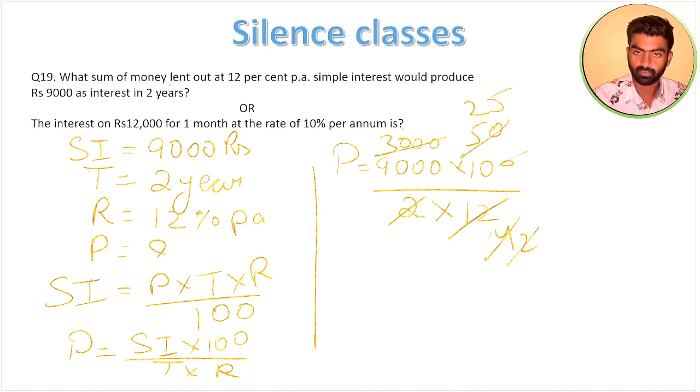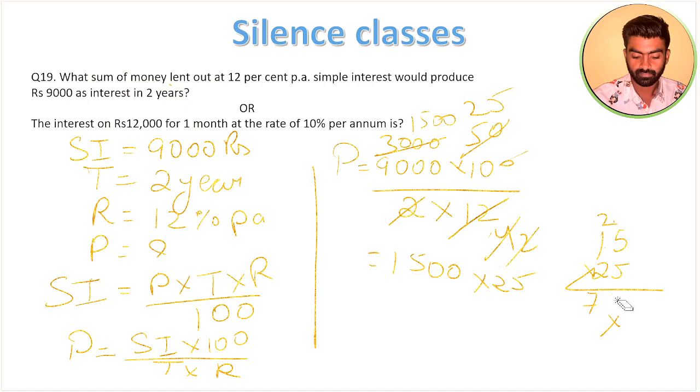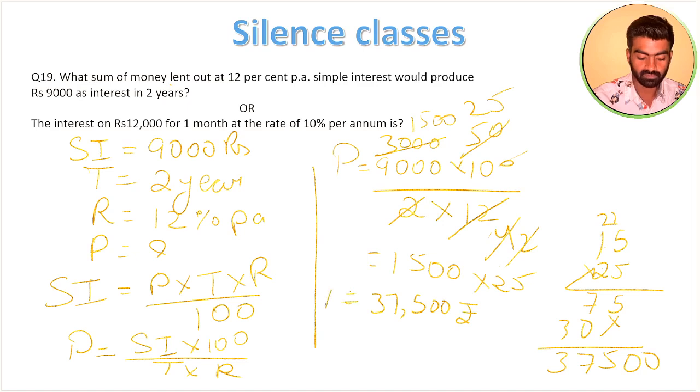Okay, now 2 ones are 2, 2 5s are 10, 0 0, means principal is equal to 1500 multiplied by 25. Okay, so 15 multiplied by 25, 5 5s are 25, 5 1 5 6 7, 2 5s are 10, 2 1 2 1 3, 37,500. So we got 37,500 rupees, and this is the principal amount which she has borrowed. Okay, so this is the answer.